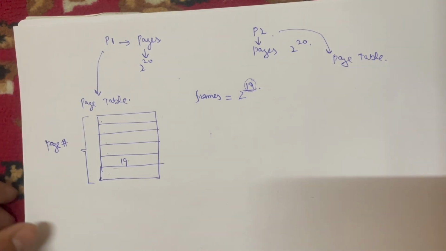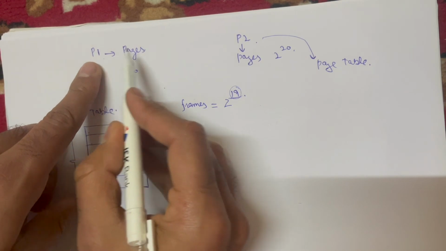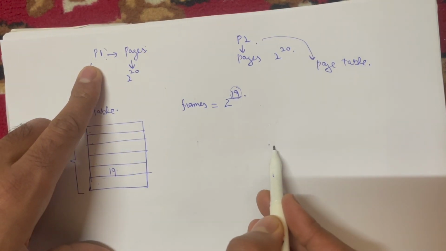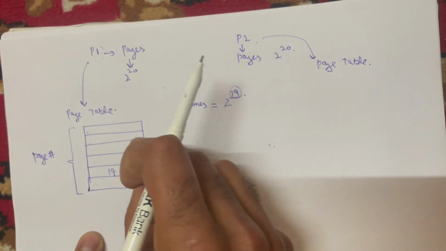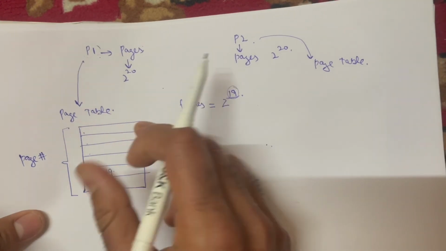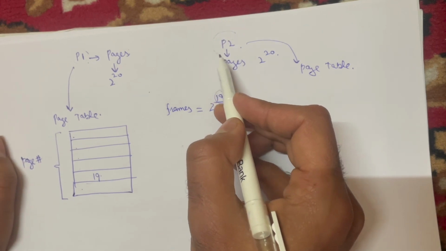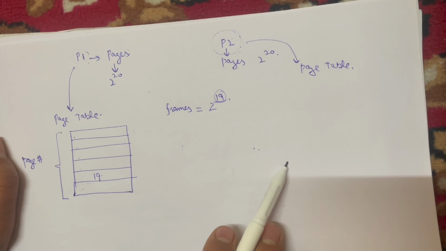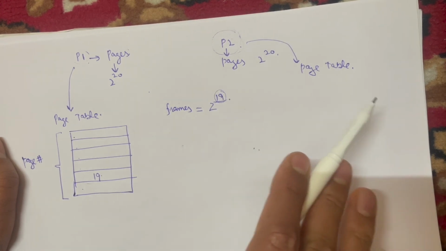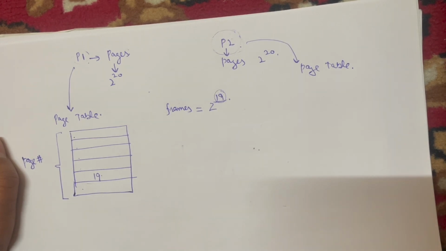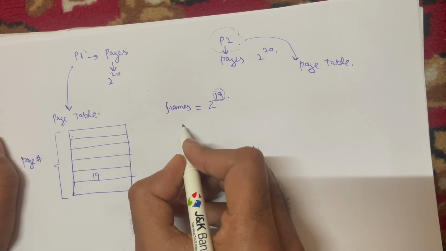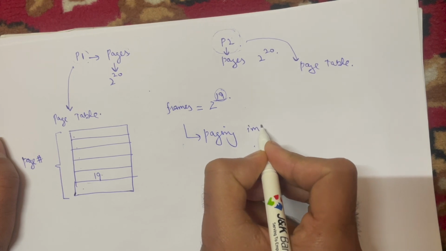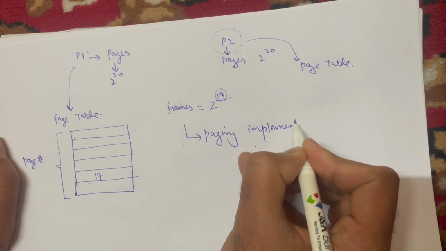Some of the pages from P1 are placed into frames in the main memory, and those frame numbers are mapped into the page table. Likewise, some of the pages of P2 are stored in the main memory and other pages are in the secondary storage. This is how paging implements virtual memory.